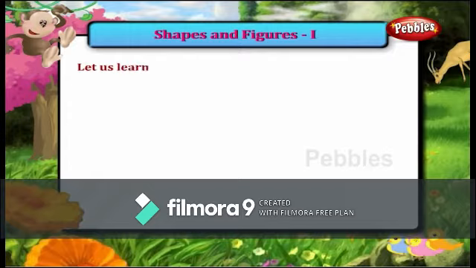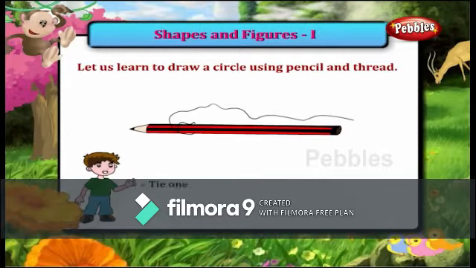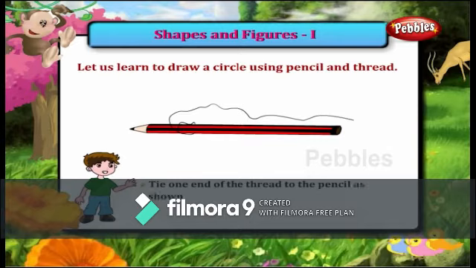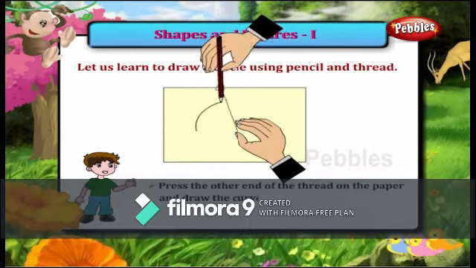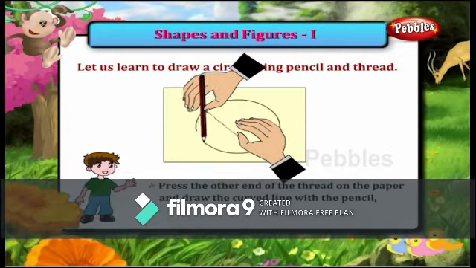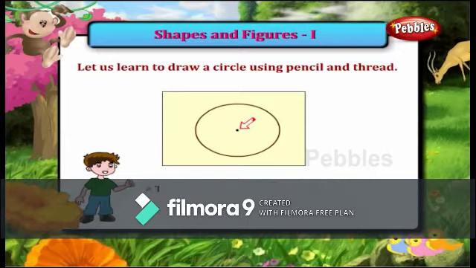Let us learn to draw a circle using pencil and thread. Tie one end of the thread to the pencil as shown. Press the other end of the thread on the paper and draw the curved line with the pencil. We get a circle. This is the center of the circle. It has no corners.